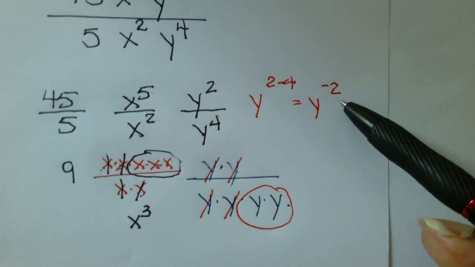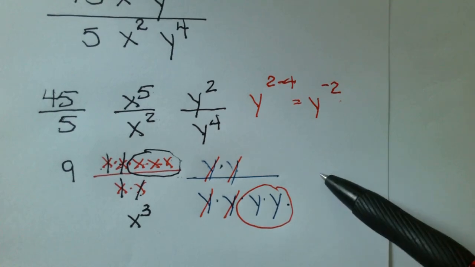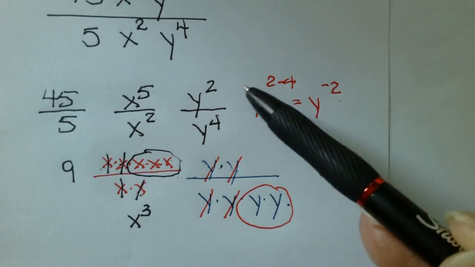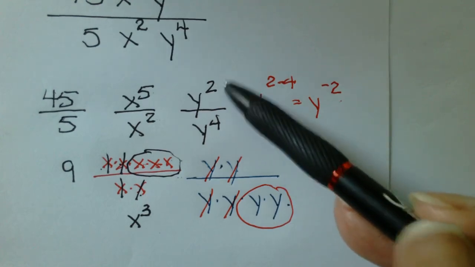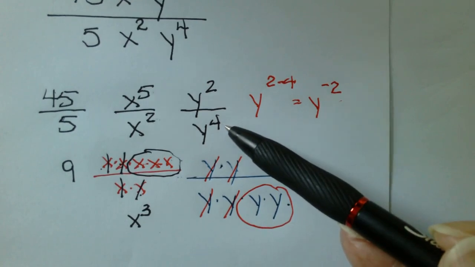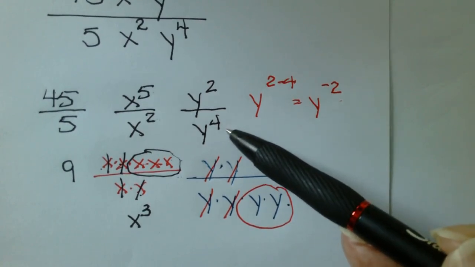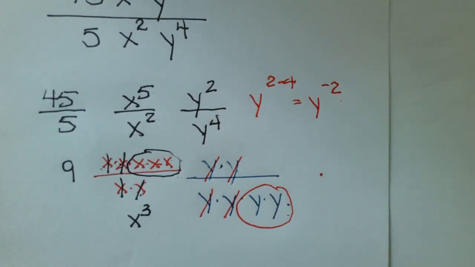Anytime you get a negative exponent, you have to drop it down to the denominator to make it positive. Or you can do the subtraction, but your answer is going to go where your largest exponent is. So my largest exponent is going to be in the denominator. So that's where y squared is going to go. So now let's clean this up.